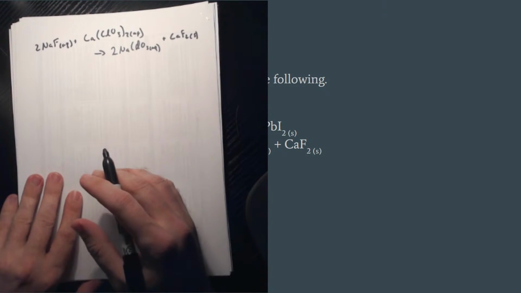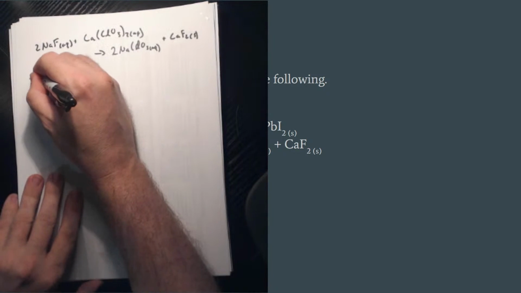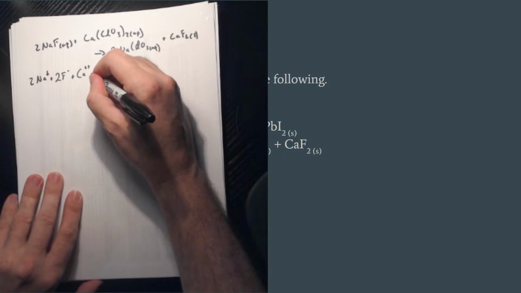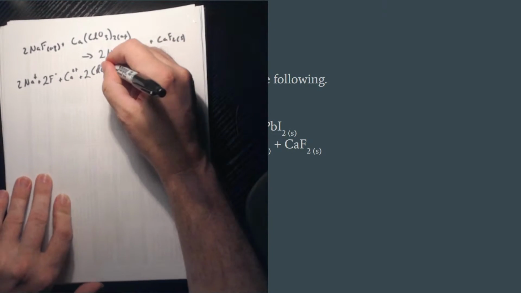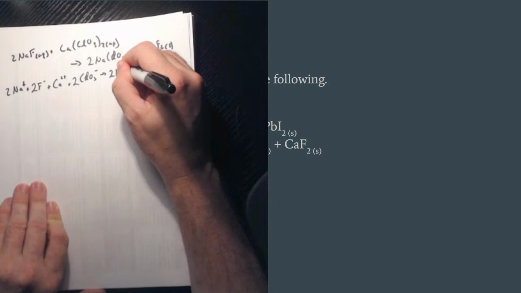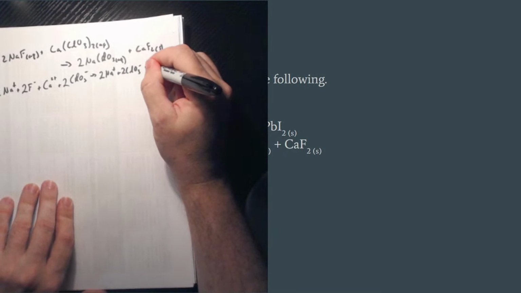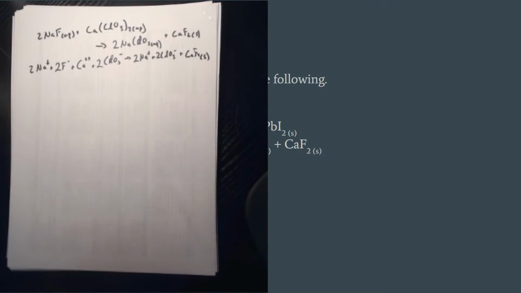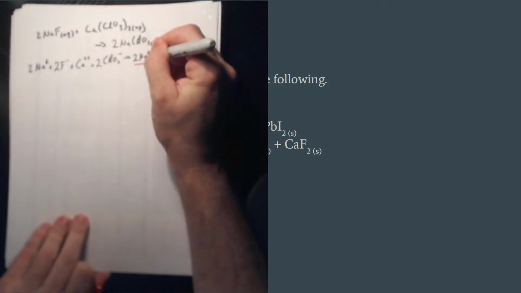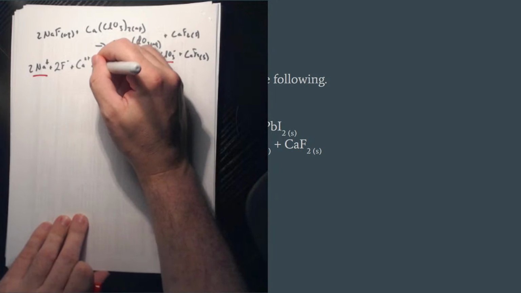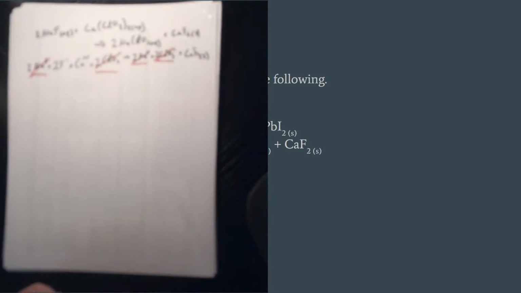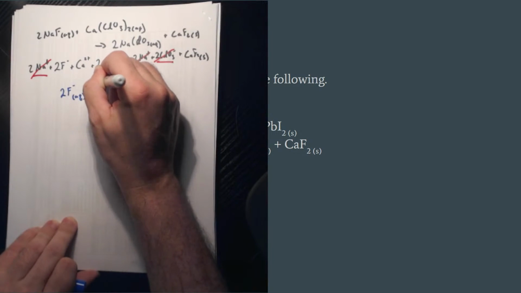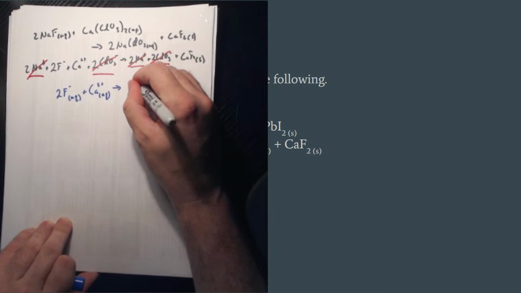All right. So once again, we break it up into component ions. 2 sodium 1 plus, 2 fluoride 1 minus, 1 of our calcium 2 plus, 2 of our chlorate 1 minus, going to form 2 sodium 1 plus, 2 chlorate, ClO3 1 minus, and finally CaF2 solid. All right, so once again, we see sodium hasn't changed, chlorate hasn't changed. Those are spectators, so we go ahead and we get rid of them. And what we're going to be left with is just our fluoride reacting with our calcium to make calcium fluoride.